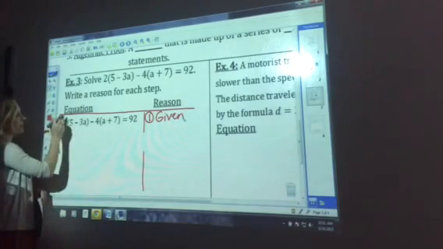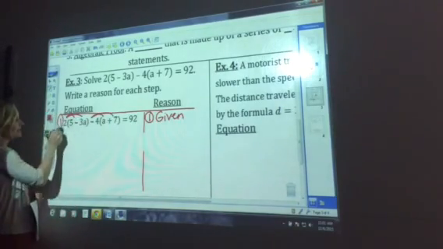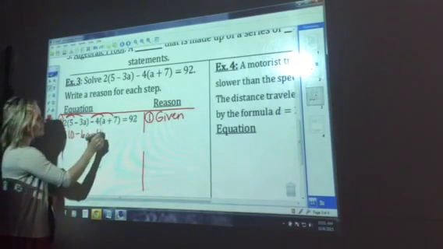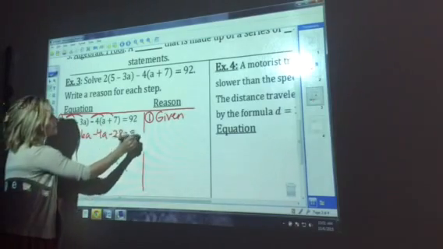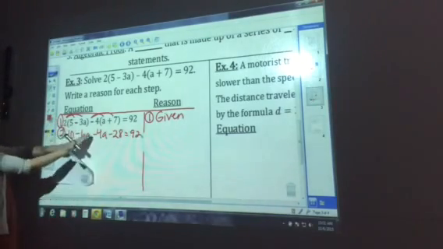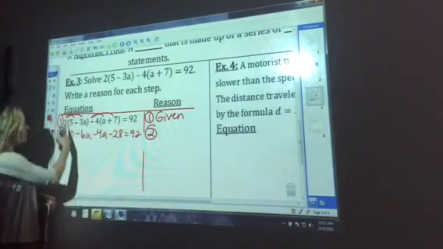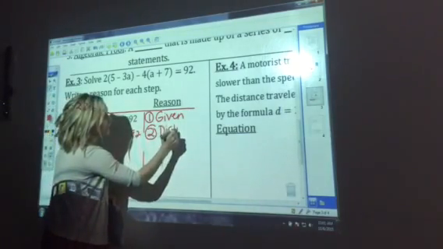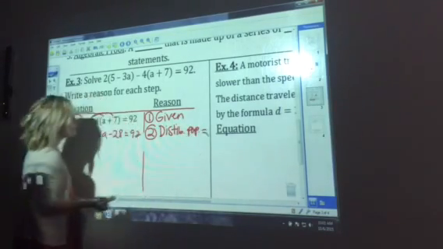To solve this problem, remember we are going to distribute this over. So my second step is going to read 10 minus 6a minus 4a minus 28 is equal to 92. Okay? I arrived at this step because of previously distributing. Okay? And you can write distributive property of equality.